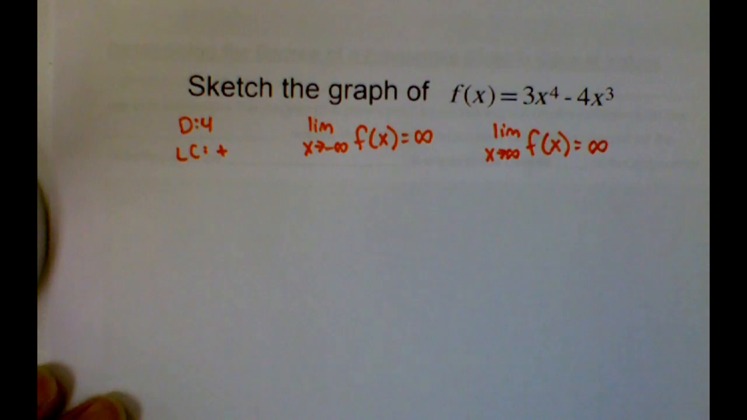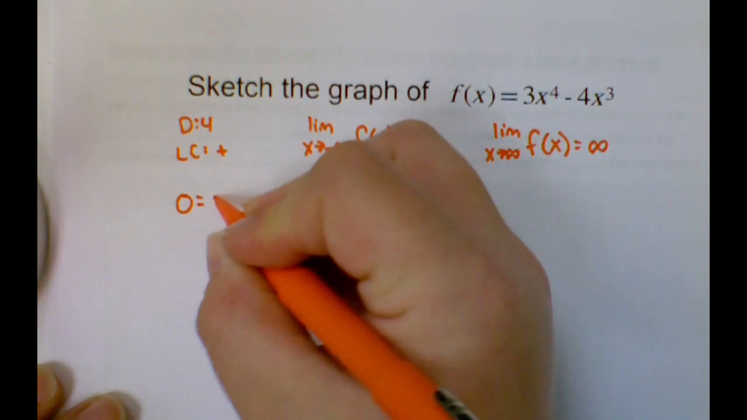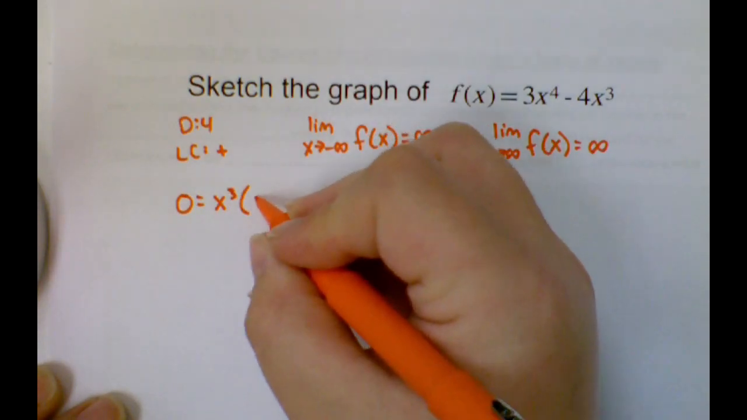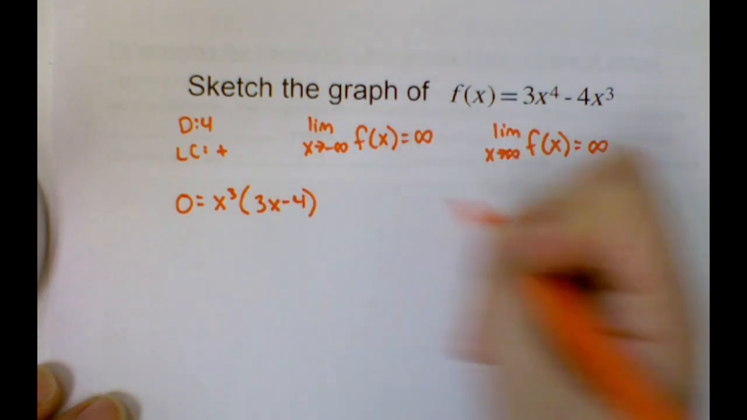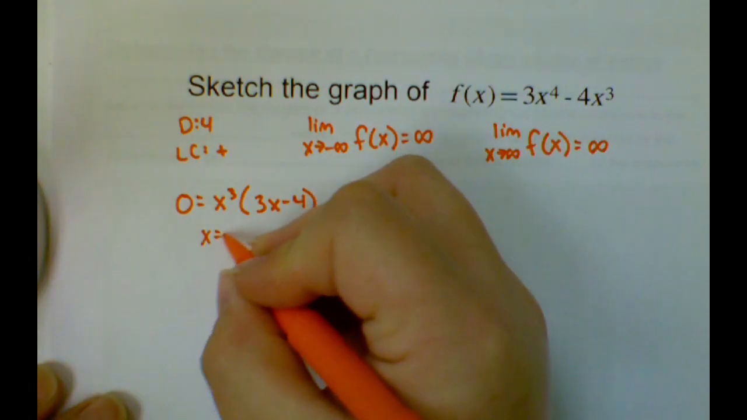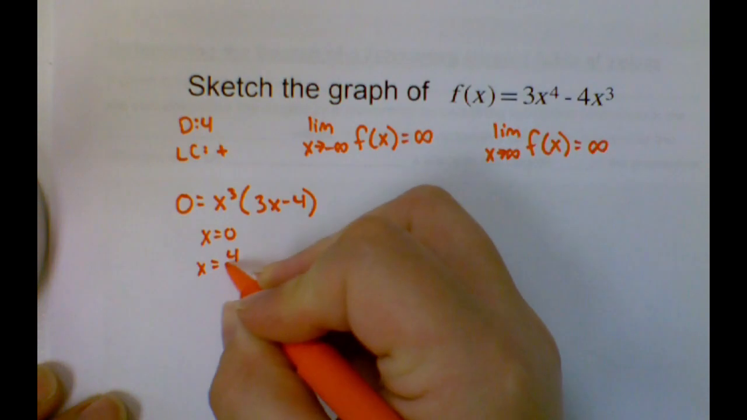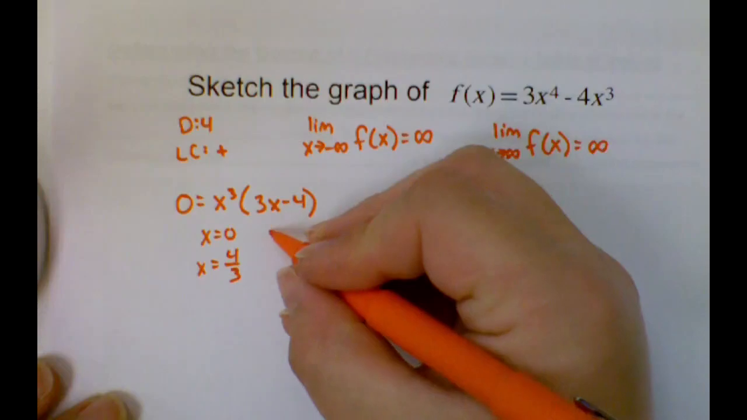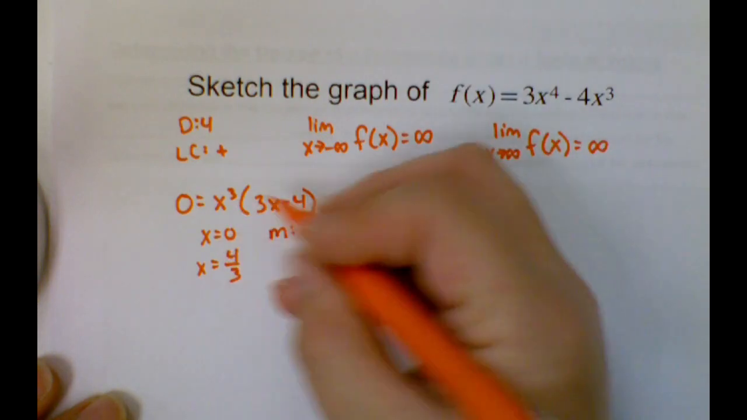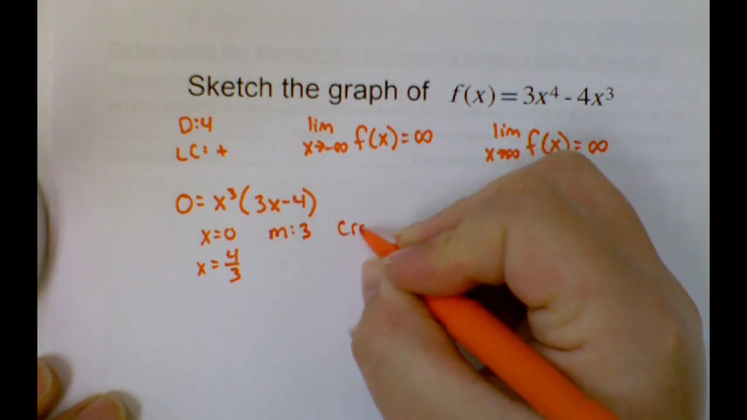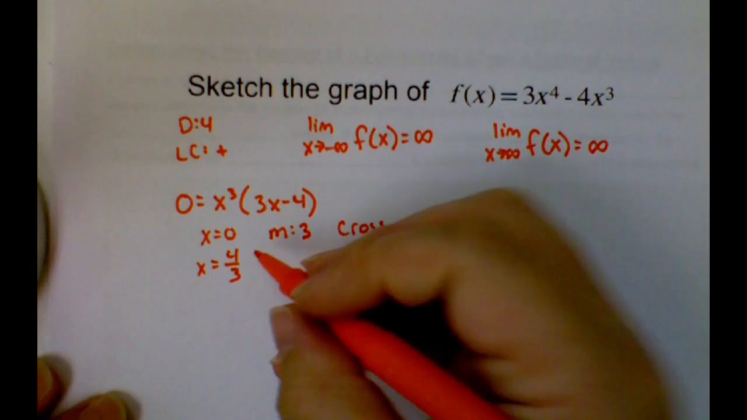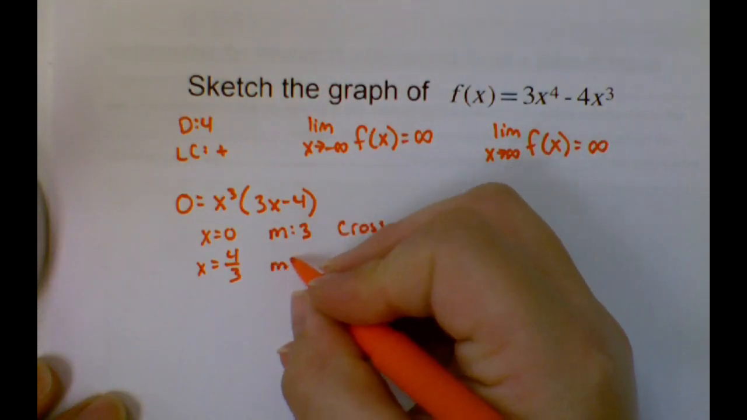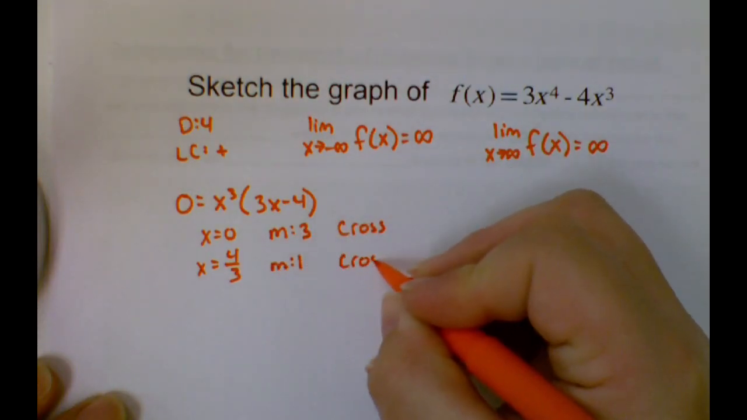Then we're going to look at our zeros. To get our zeros, I'm going to factor out an x cubed, which leaves me 3x minus 4. My zeros are x equals 0 and x equals 4/3. X equals 0 has a multiplicity of 3, which means we cross the x-axis at that point. 4/3 has a multiplicity of 1, which means we also cross the x-axis at that point.